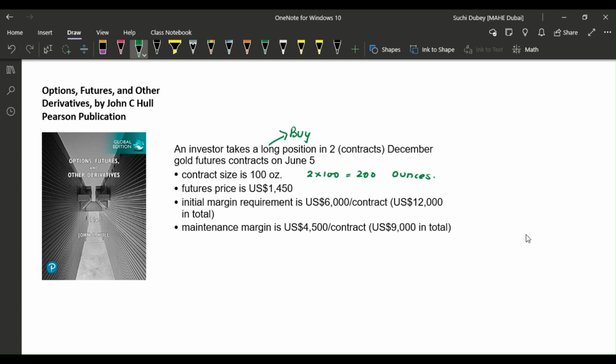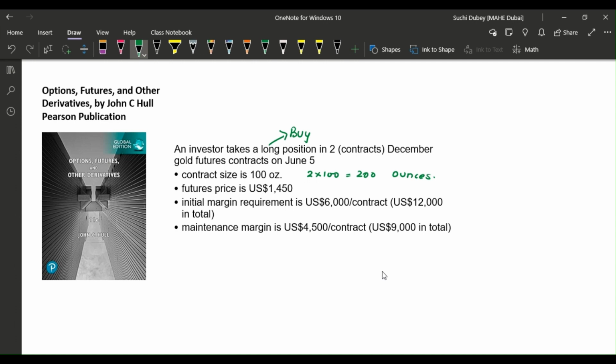And then there is a concept which we call the maintenance margin, which means it's a kind of minimum balance that an investor has to keep in his account at all times. So altogether, this investor for two contracts has to maintain 9,000 in total in this account.